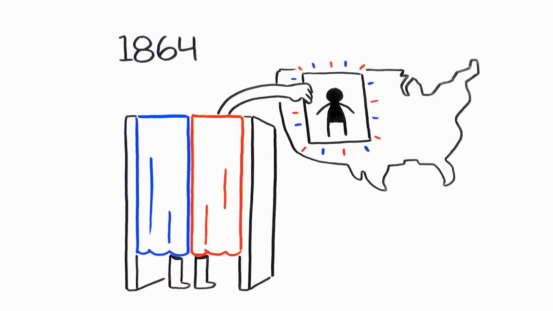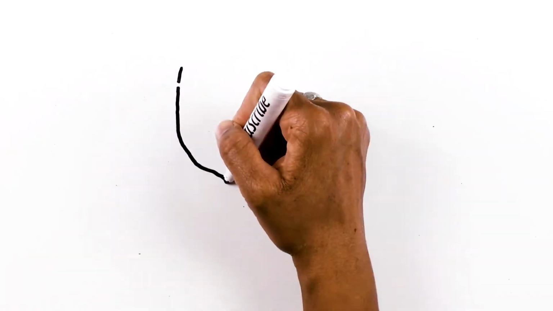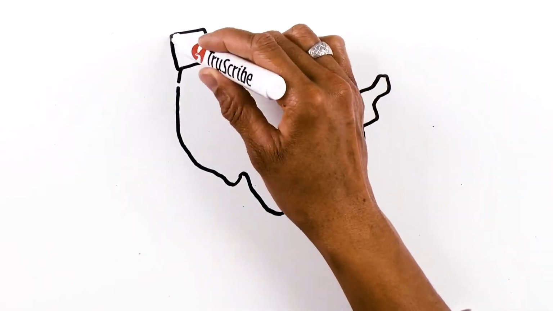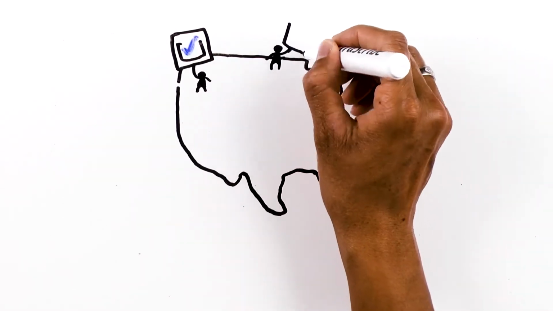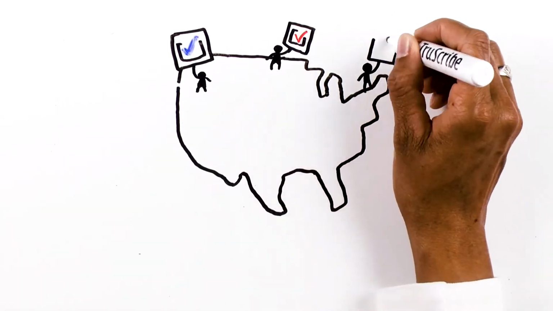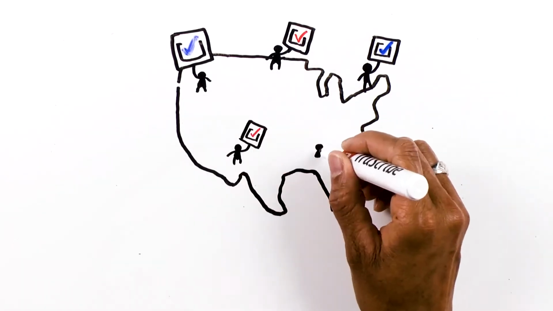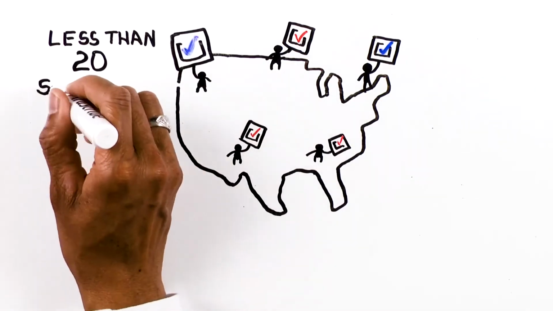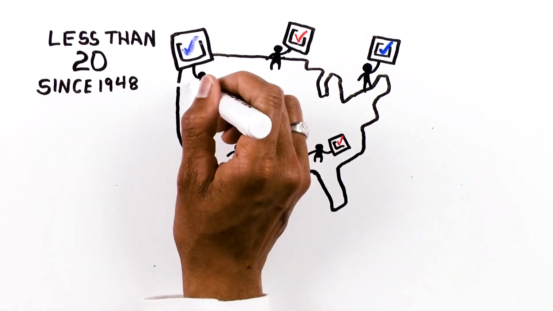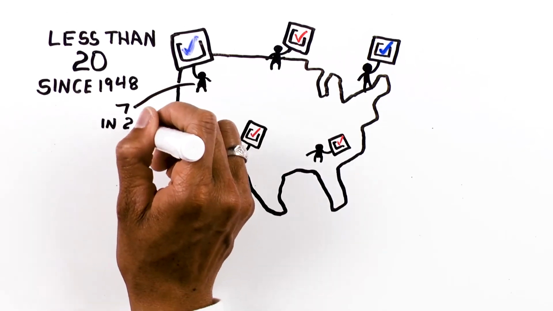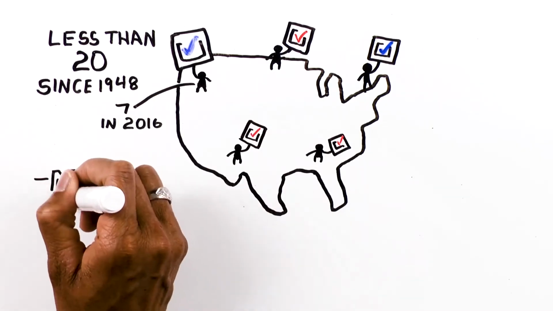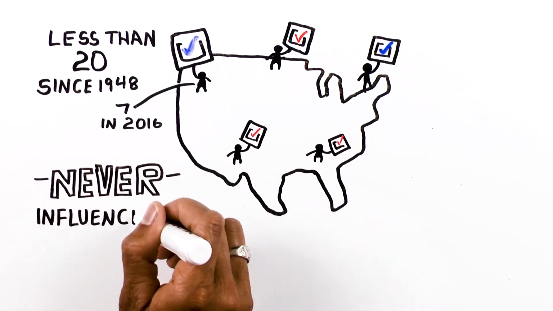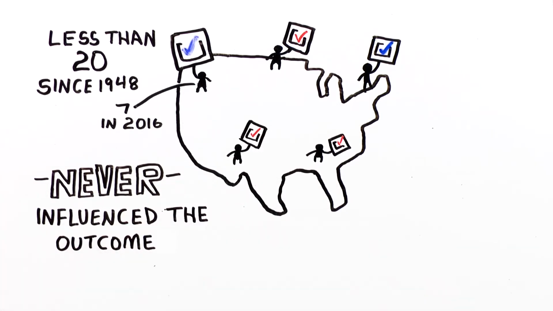Are presidential electors bound by law to vote for the candidates of the party that nominated them? Presidential electors have followed the will of the public since the first decade under the Constitution. Less than 20 individual electors since 1948 have broken their commitment, including 7 after the 2016 election. But these so-called faithless electors have never influenced the outcome of an election.